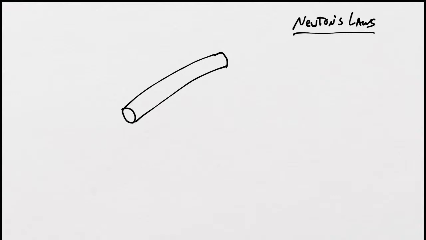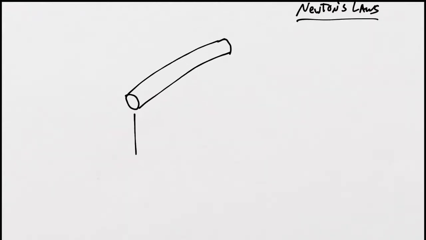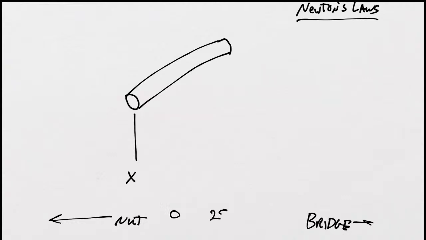We're going to say that the left side of this piece of string is located at a position X from the nut. So the nut is this way, and the bridge is this way. X is somewhere between 0 and 25.5 inches if you have a Stratocaster style guitar. So that's the left side of the piece of string.